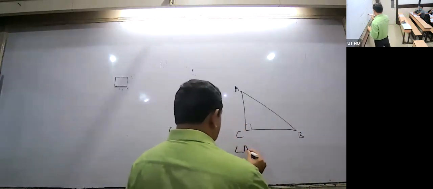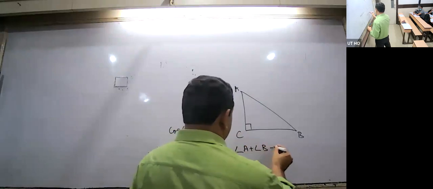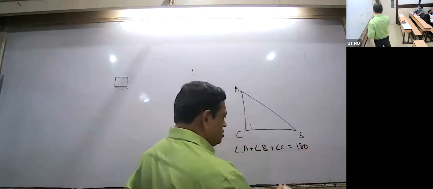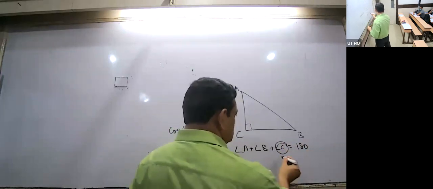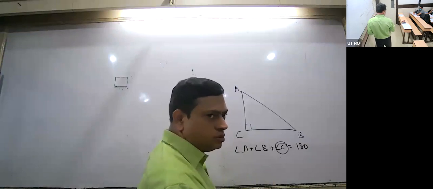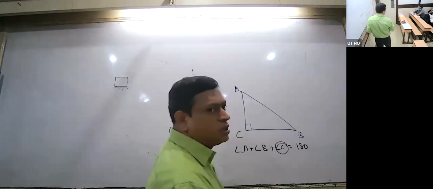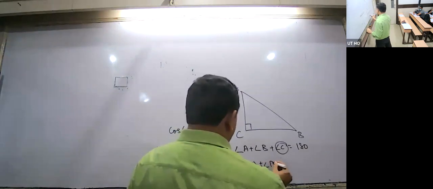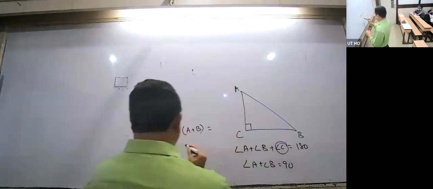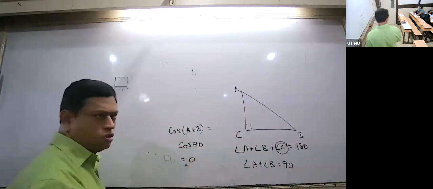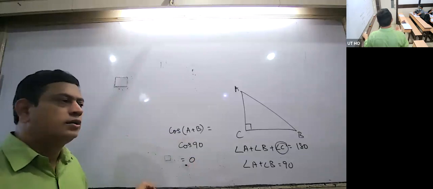A plus B plus C is equal to 180. What is this angle? 90. So 90 shifts to the other side. How much will it come? 180 minus 90 is how much? 90. So A plus B is 90, and the value of cos(A plus B) is cos 90. Do you know the value of cos 90? Zero.